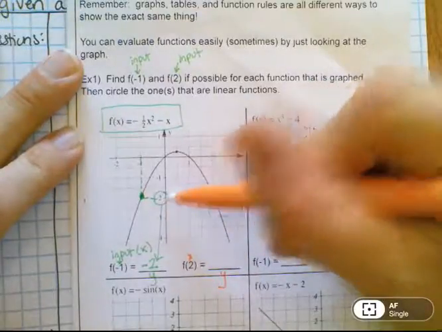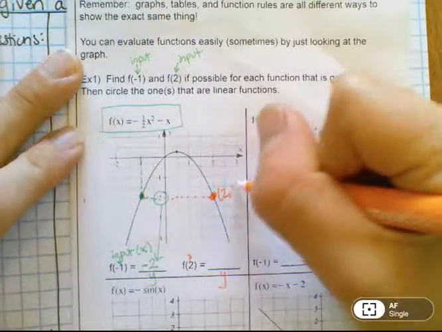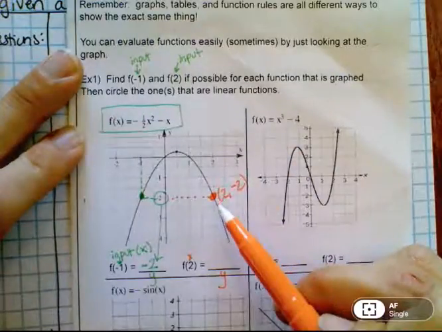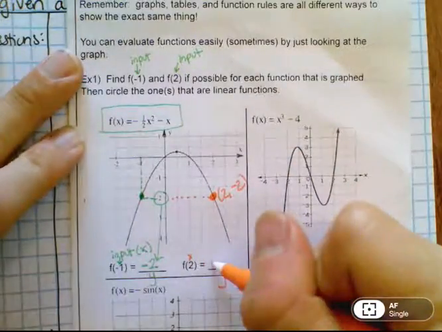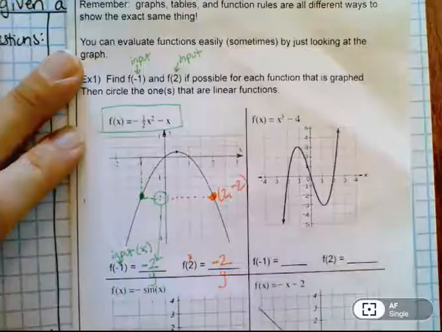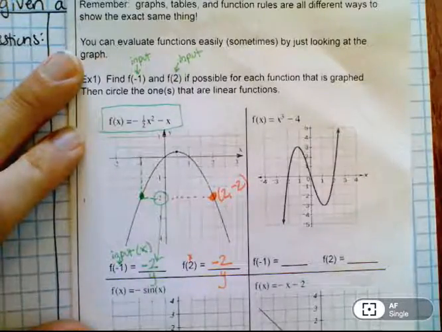It also happens to be a -2. So this is the point (2, -2). When the input is 2, the output is -2. So that's how to do that. I think I'll do one more with you and then have you do the rest on your own.